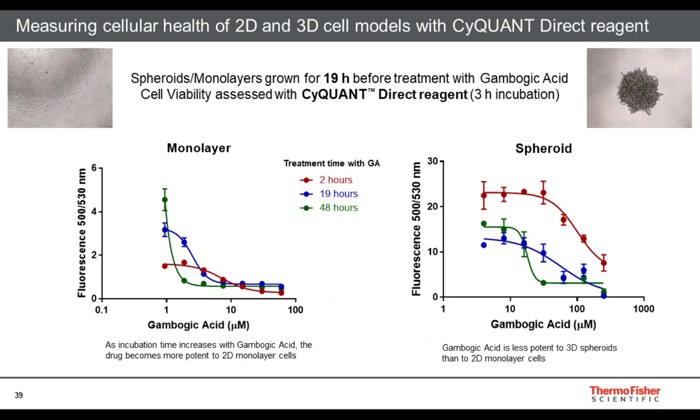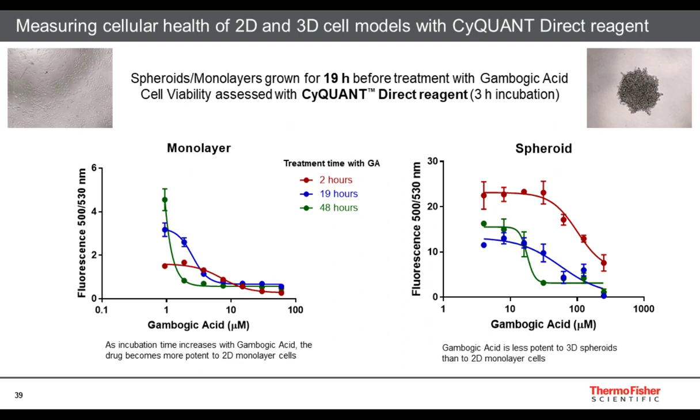Using the CyQUANT Direct assay to evaluate cell viability, similar results are obtained as we saw earlier with the CyQUANT XTT and PrestoBlue HS. A similar experiment was done. As I mentioned before, monolayer cells or spheroids were plated at 19 hours to allow the cells to adhere to the bottom of the well and your spheroid to form. Both models were then treated with gambogic acid, and the cell viability in this case was assessed with the CyQUANT Direct reagent at different hours of drug incubation time. Again, 2 hours, 19 hours, and 48 hours.